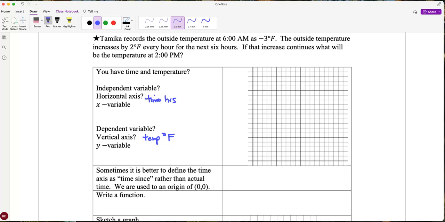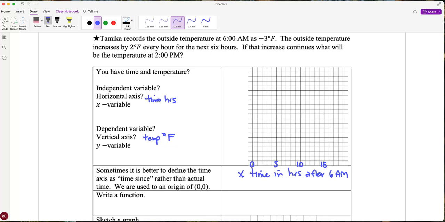Sometimes it's better to define the time on the axis instead of using 6 o'clock, 7 o'clock, 8 o'clock. Just start with the origin and have something like time since. So in this example, I'm going to let x equal time in hours after 6 a.m. That way I can label this as a 0, and then this would be 5, 10, 15.